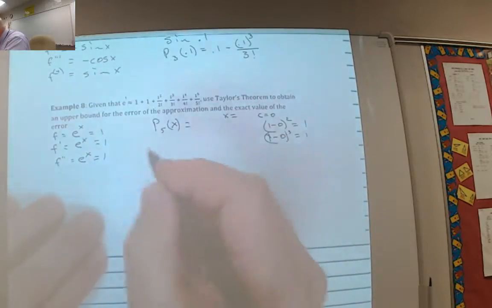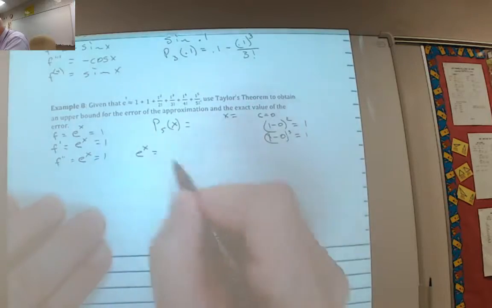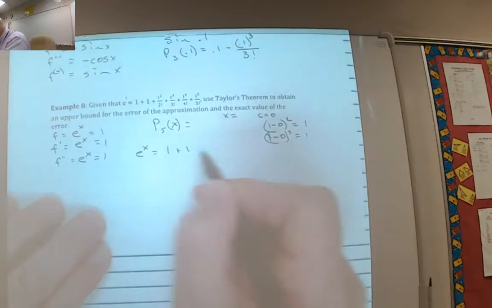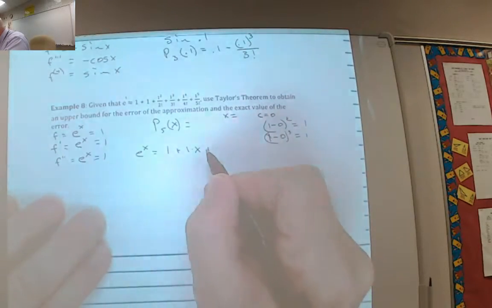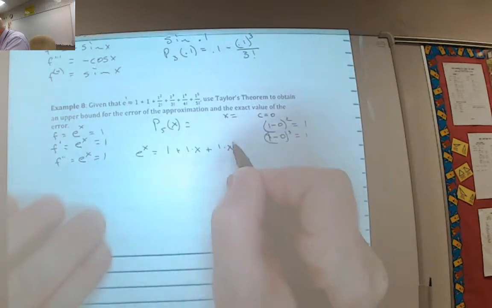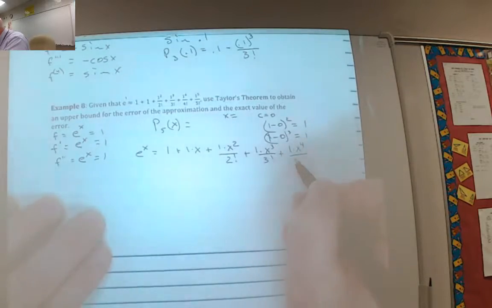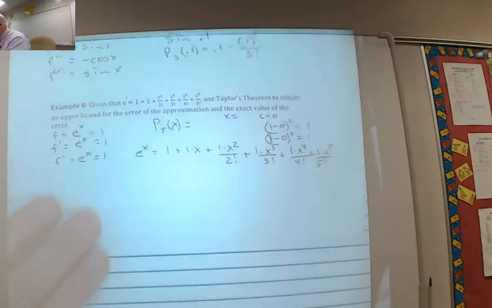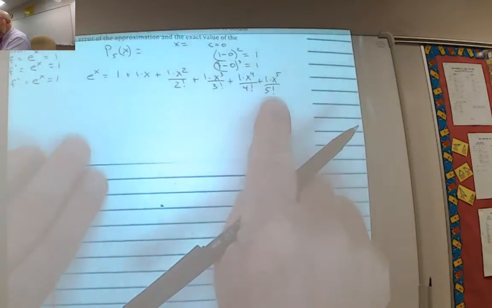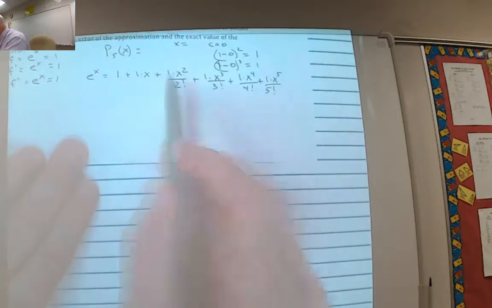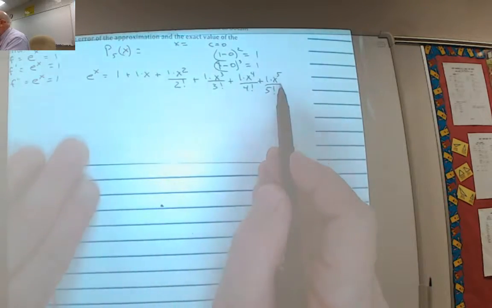So this is my e to the x, which is the same as 1, because that's f of 0, plus 1 times x plus 1 times x squared over 2 factorial plus 1 times x cubed over 3 factorial plus 1 times x to the 4th over 4 factorial plus 1 times x to the 5th over 5 factorial. Wouldn't you agree that's what e to the x is? Because the derivative of e to the x is e to the x, and when I plug 0 in here, I get the derivative of 1 every single time. Right? That's my polynomial.